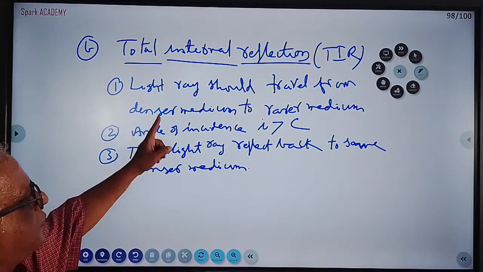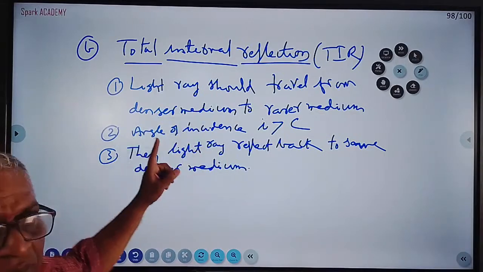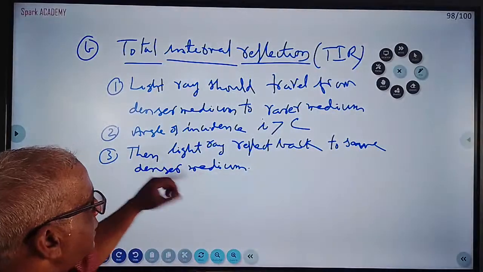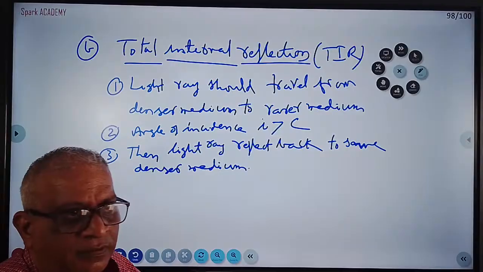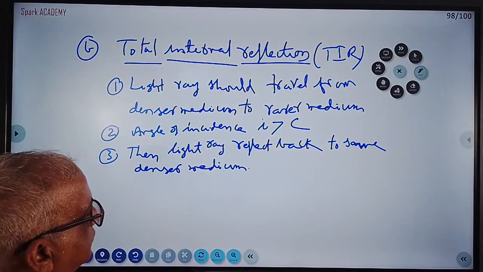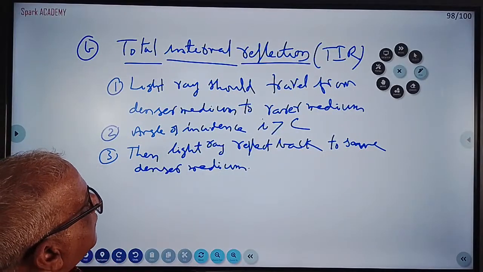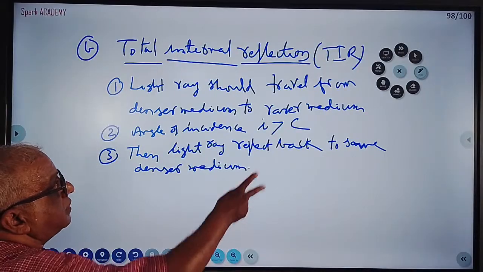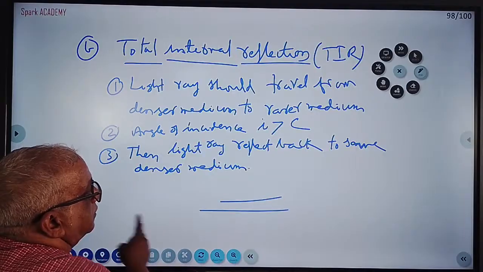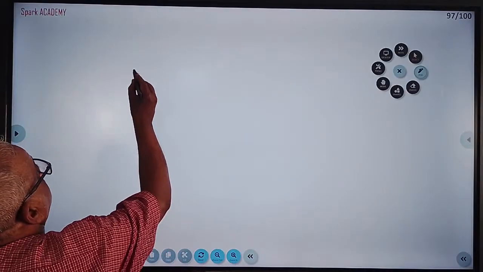Please remember, the light ray should travel from denser medium to rarer medium. Angle of incidence is greater than critical angle. The light ray reflects back to the same denser medium. This is called total internal reflection. So I am drawing the diagram in the next page.